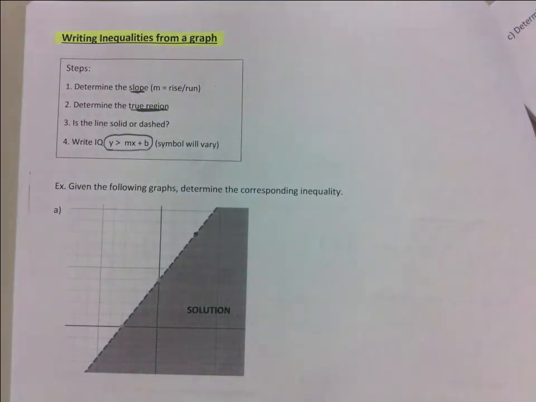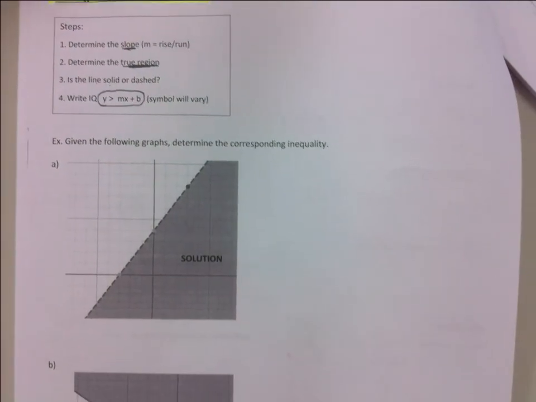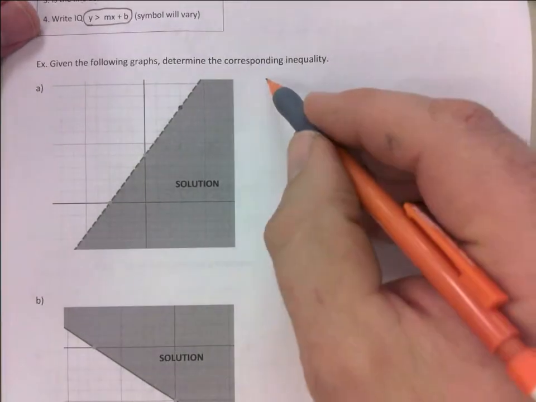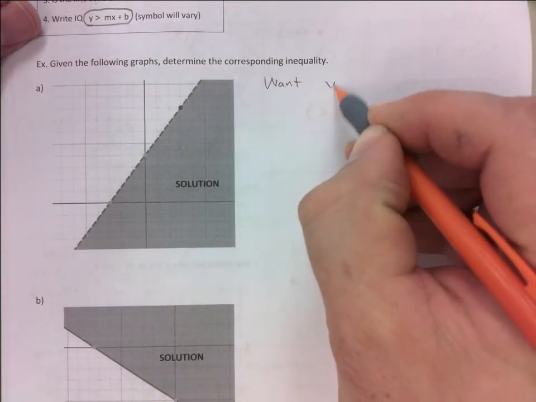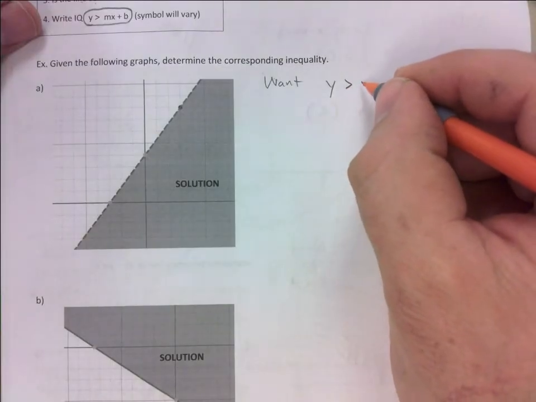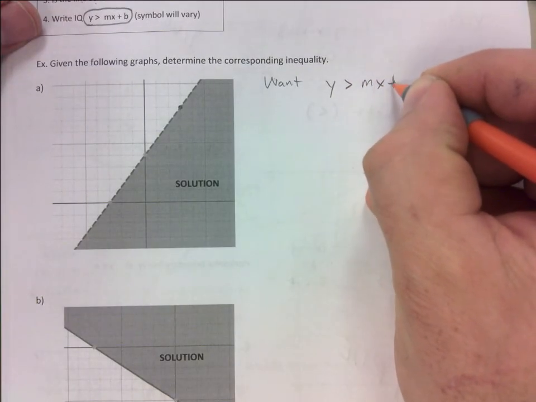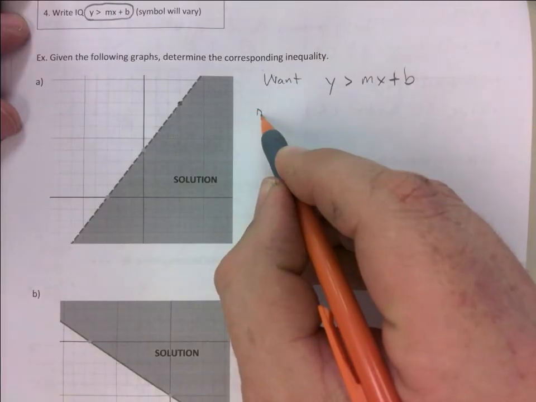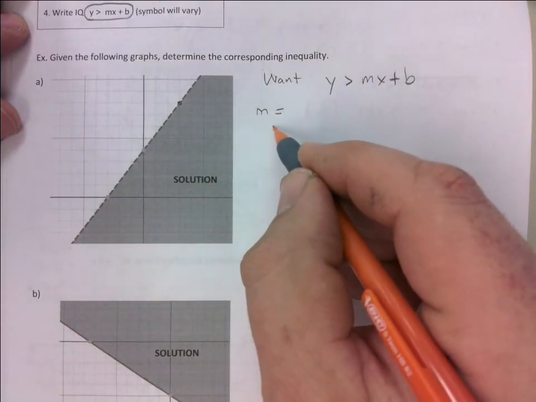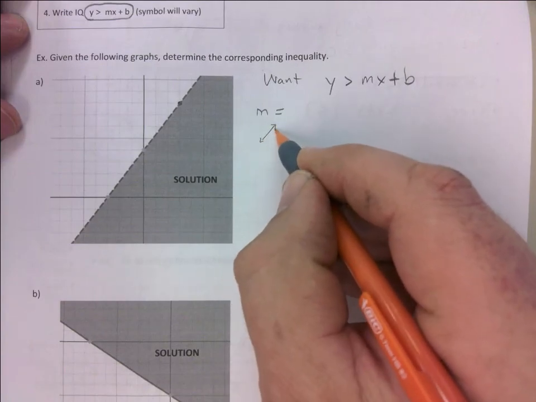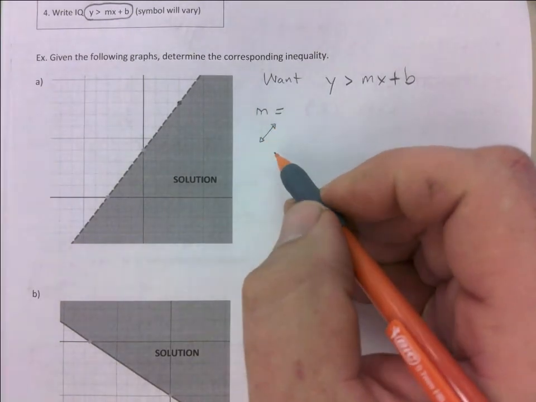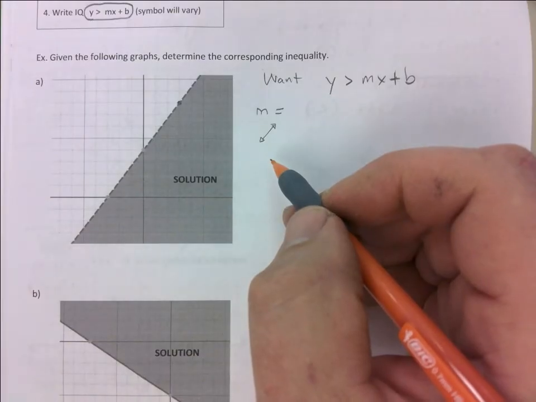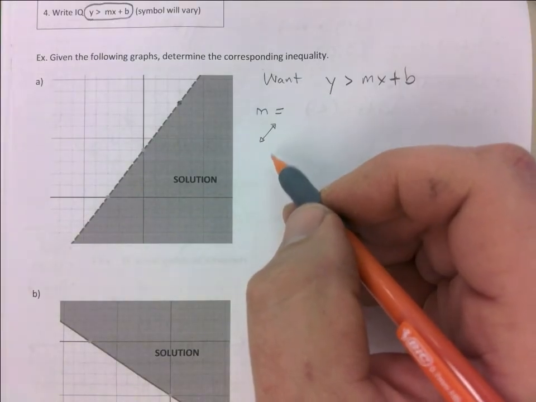So let's see here. I'm going to do the first one here. Okay, we want y something mx plus b. Okay? Let's figure out what the slope is. By the way, the slope is going up from left to right. What sign will our slope have if it's going from left to right? Positive or negative? Those are your only two choices. It's positive, right?